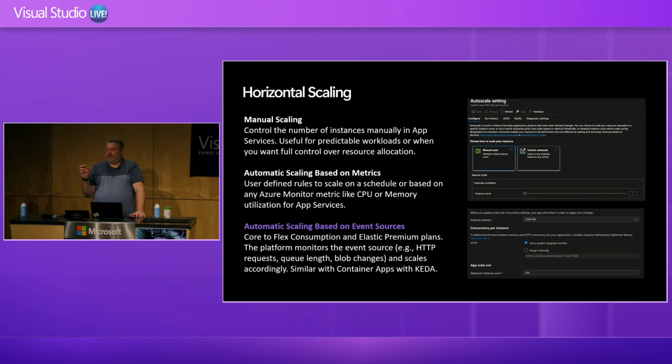But for the Consumption plans, Flex Consumption, and for the Premium plan, the approach is the platform scales for you based on the event sources of the triggers or the functions that you have in your function app or function apps inside the same plan. So the automatic scaling based on event sources is what I'm going to cover a little bit more for the next few slides here.